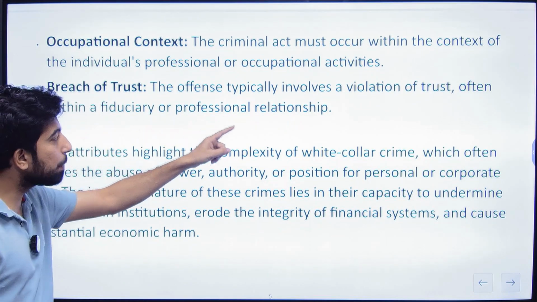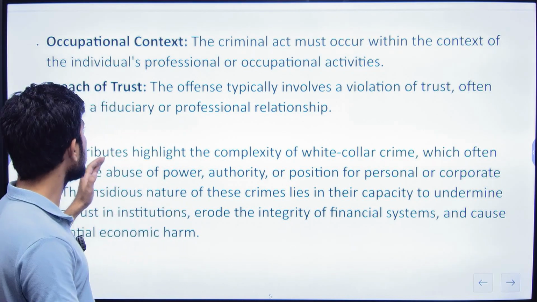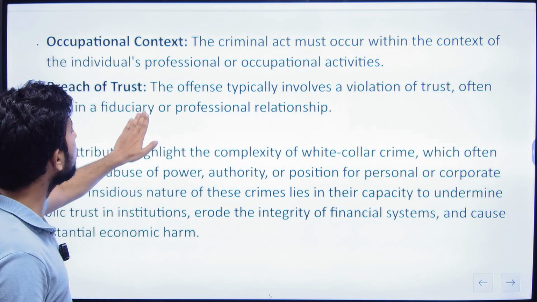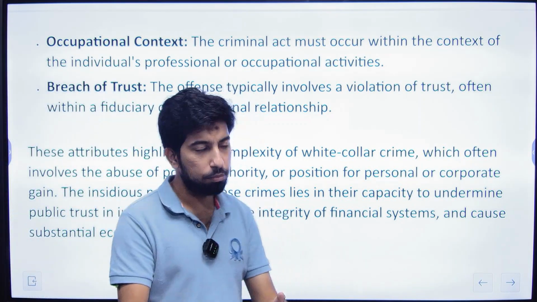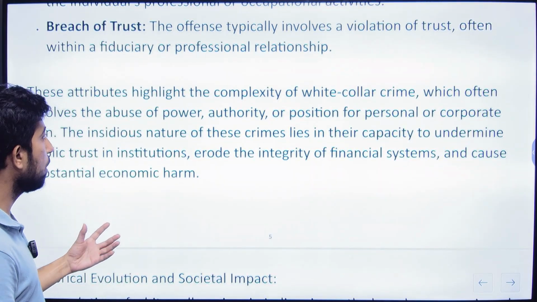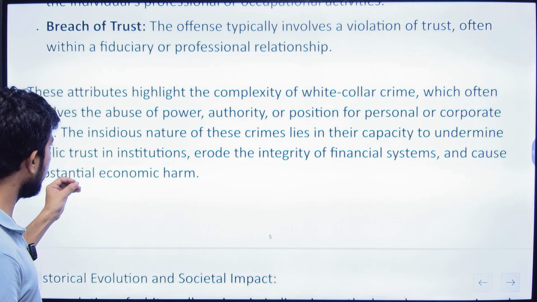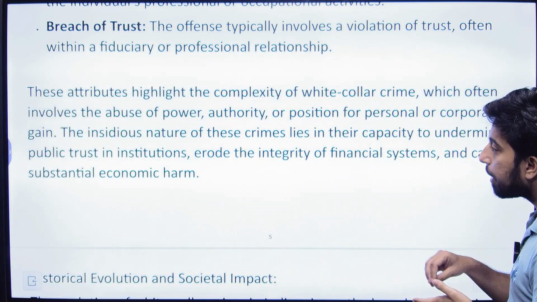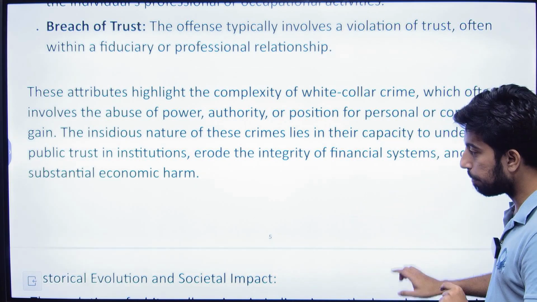Breach of trust. The offense typically involves a violation of trust, often within a fiduciary or professional relationship. I've told you there is a breach of trust. Fiduciary relationship is there. These attributes highlight the complexity of white collar crime, which often involves the abuse of power, authority, or position for personal or corporate gain. The insidious nature of these crimes lies in their capacity to undermine public trust in institutions, erode the integrity of financial systems, and cause substantial economic harm.